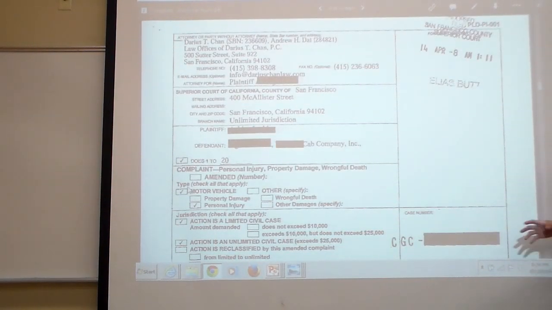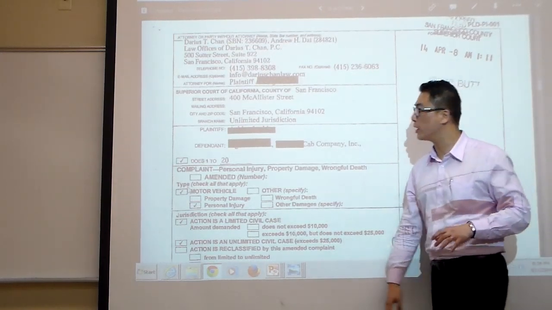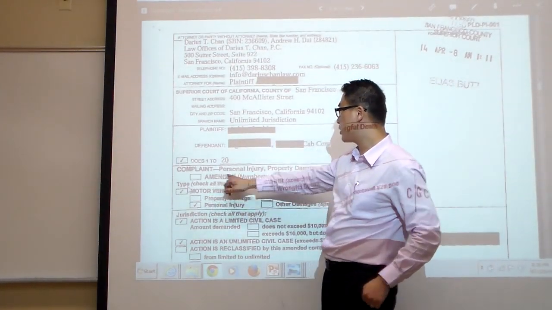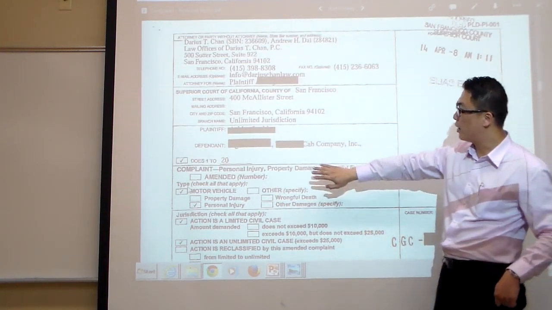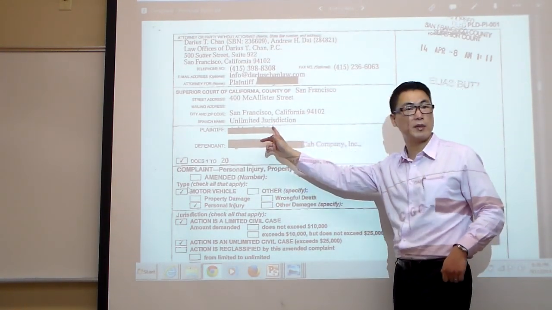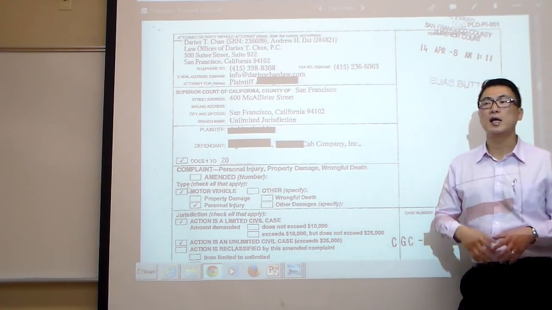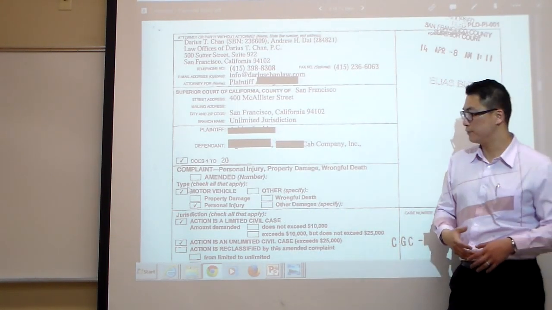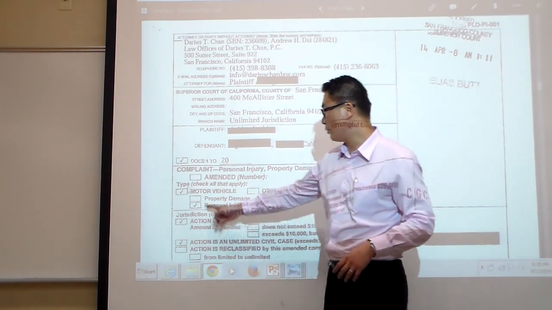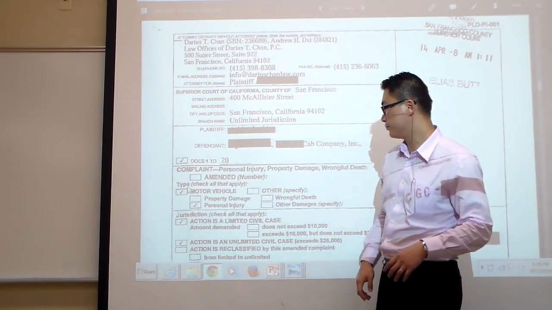Okay. So this is a complaint. This is a form complaint. Okay. I'm suing for personal injuries, property damage, and wrongful death. And then I'm suing under unlimited jurisdiction. And you know, I'm asking for more than $25,000. Okay. All right. I'm suing for personal injury.